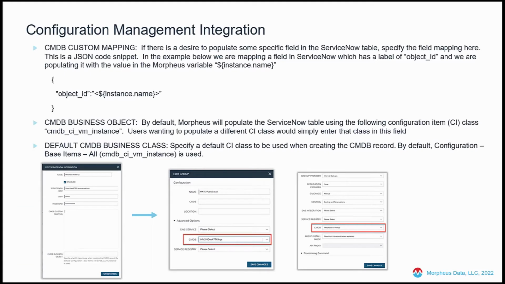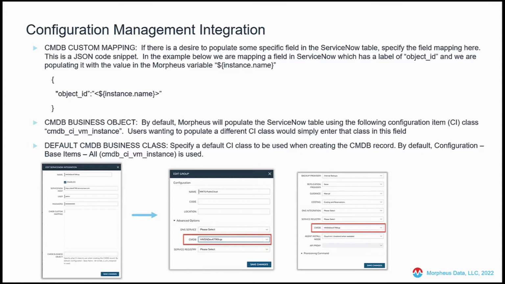With the configuration management integration between Morpheus and ServiceNow, Morpheus allows customers to create configuration items in the ServiceNow CMDB through the Morpheus integration. Whenever a customer creates a new instance in Morpheus, Morpheus will then automatically create the corresponding configuration item inside of the CMDB in ServiceNow.